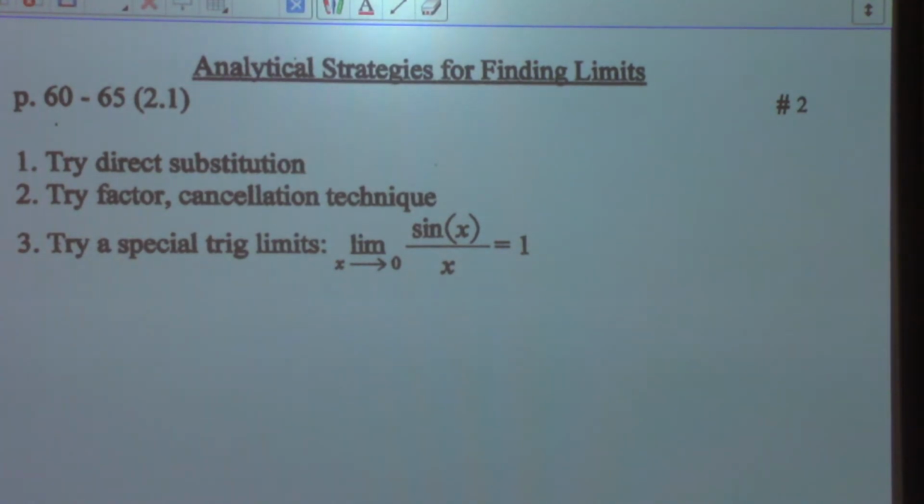The limit as x approaches infinity of sine x over x equals 1, and different ratios of that. So that last thing is something you have to remember. The first two are techniques.